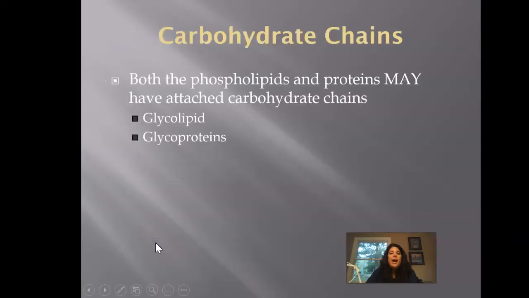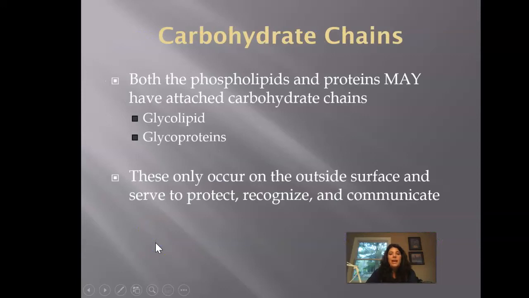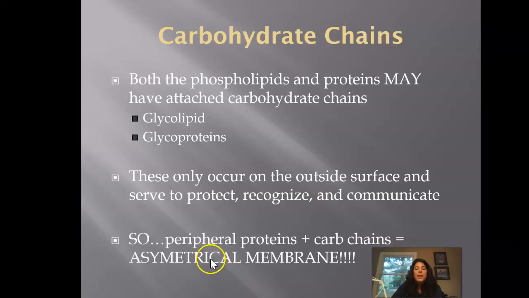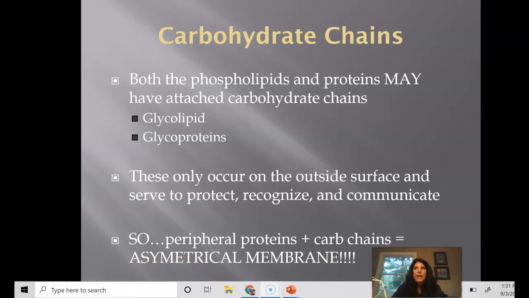There are also carbohydrate chains that are attached to the plasma membranes. There are two categories of these. And really, they only occur on the outside surface, and their job is to help protect, recognize, and communicate. Because you have all of these peripheral proteins and these carbohydrate chains, this is going to mean that your plasma membrane is asymmetrical, meaning that all of these things aren't evenly distributed. It's kind of all over. That's where the mosaic part comes in, that you've got different things floating all over the plasma membrane. It's not uniform.